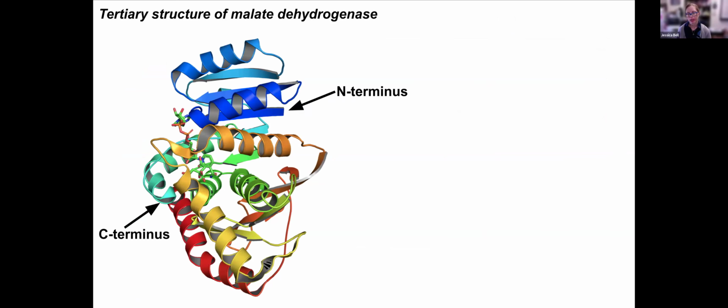So based upon that primary sequence, now we have the tertiary structure of MDH. I apologize, I worked on a movie last night, but my output was slower than my eyes could stay open. So you're going to get still pictures today.